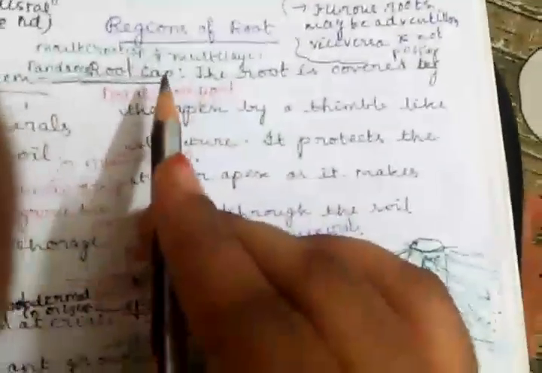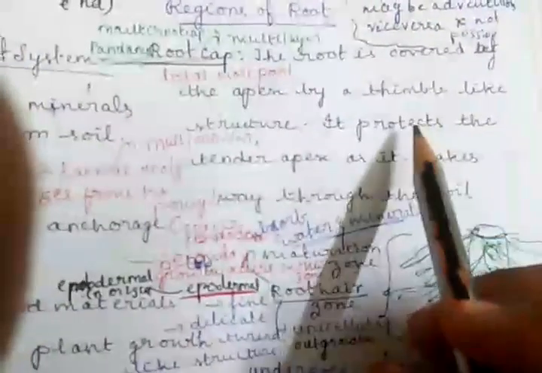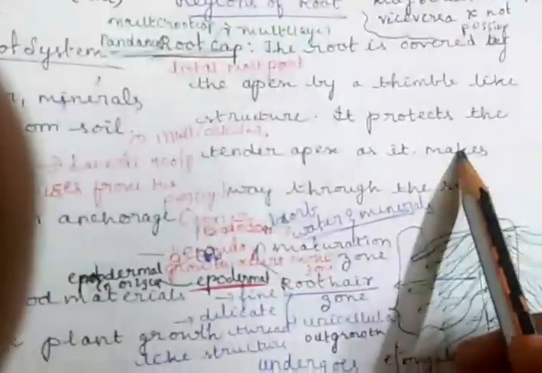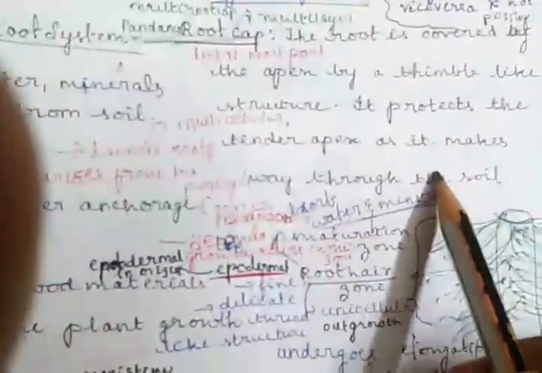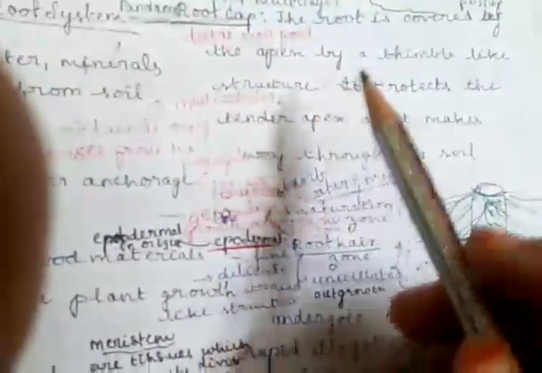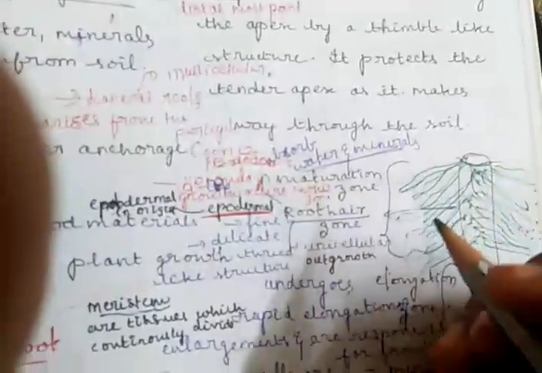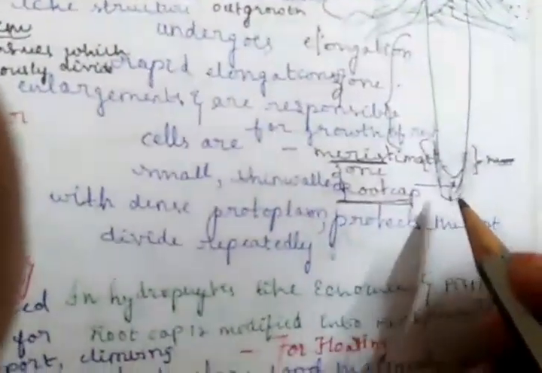What is the root cap? The root apex is covered by a thimble-like structure. See, this is the thimble-like structure. It protects the tender apex, tender means soft, of the root as it makes its way through the soil.